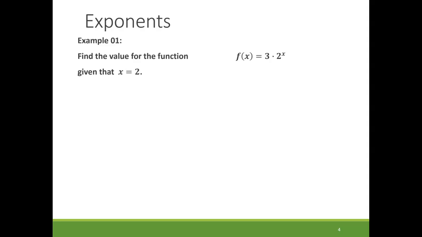So we ask the value of the function f of x equals 3 times 2 to the x when x is 2. Who can do that? Henry? 2 squared is? There you go. And then times 3 is 12. Perfect. You can do that in your head.